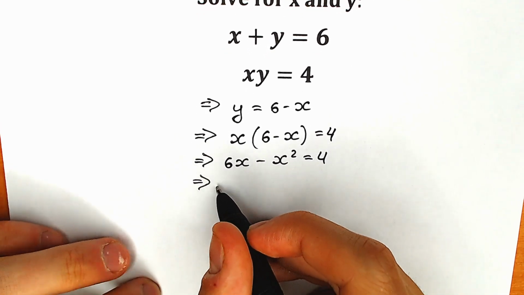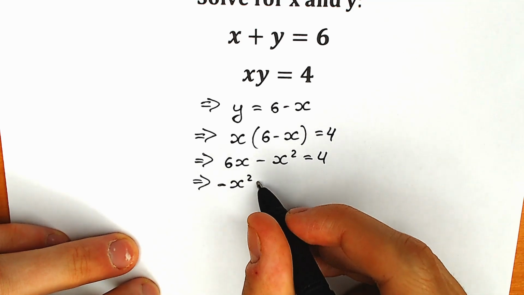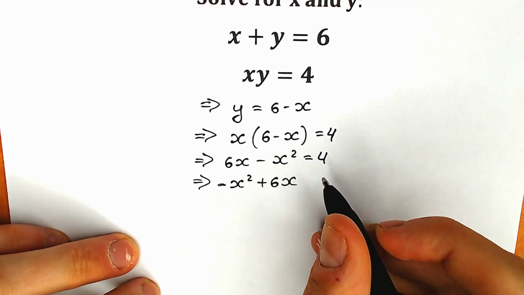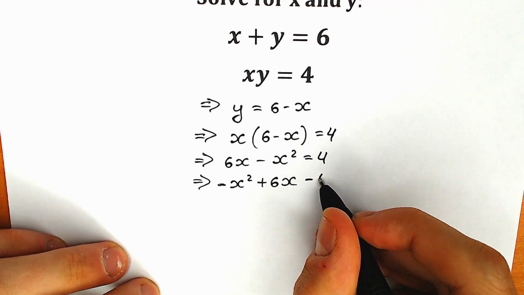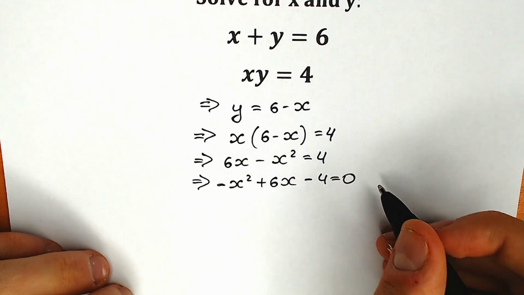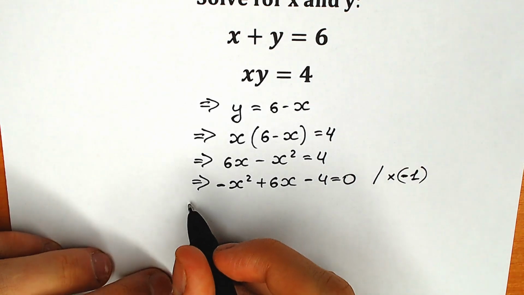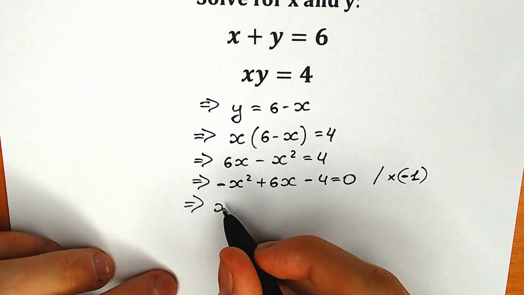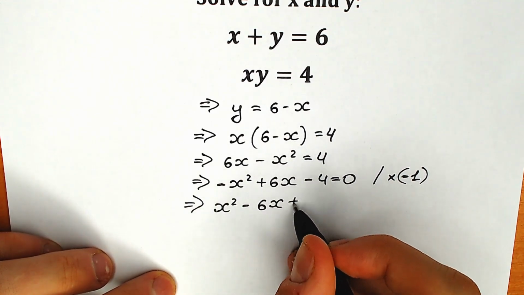So let's write it. As a result, we have minus x squared in the first position. In the second position, we have plus 6x, and in the end we're going to write this constant, minus 4, equal to 0. But we don't like this minus, so we need to multiply or divide both sides by minus 1. So multiplying both sides by minus 1, we have x squared minus 6x plus 4.